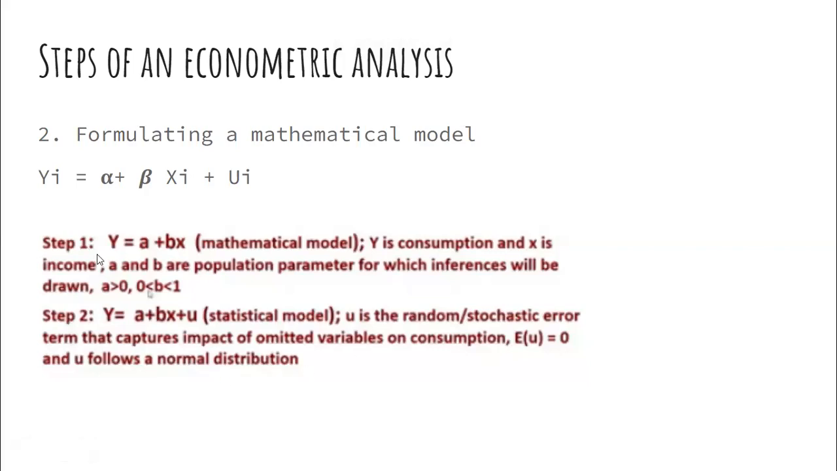You can have an overview that first we create a mathematical model that is a plus bx, y is consumption, x is income, a and b, and this is alpha and beta, which is our population parameter and for which inferences will be drawn. And now we can put a limit to it that alpha is greater than 0 and beta is less than 1 or greater than 0. So this is all our hypothesis. And we add this u element, which is the stochastic error term, which captures the impact of omitted variables on consumption.